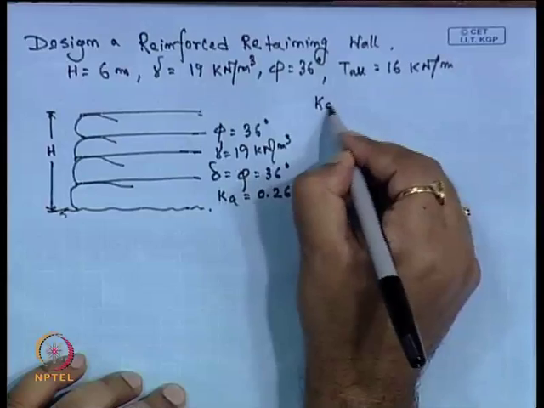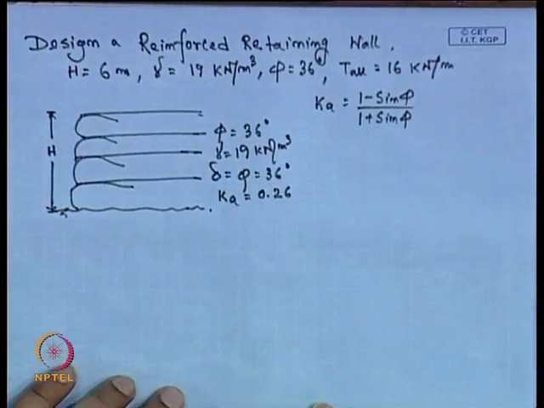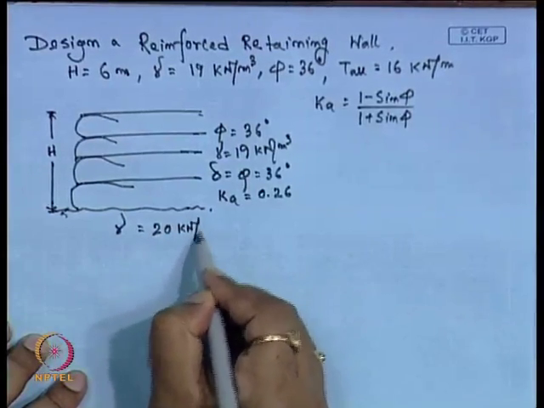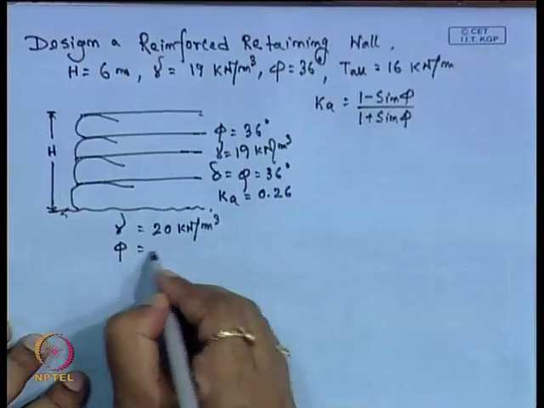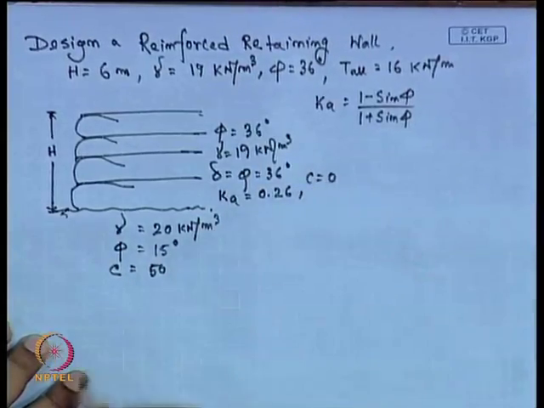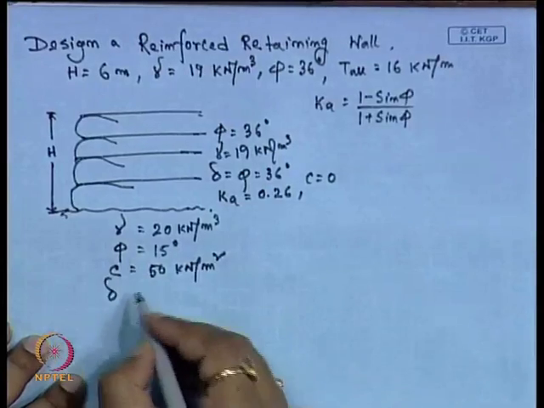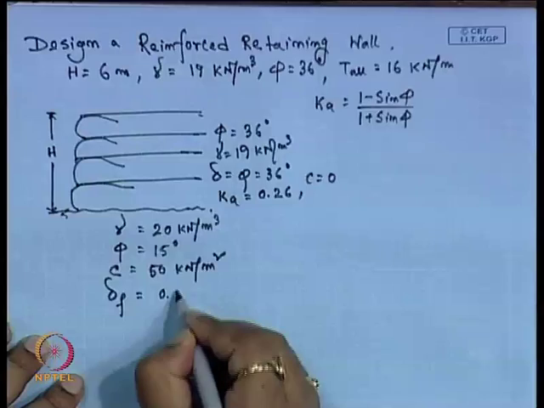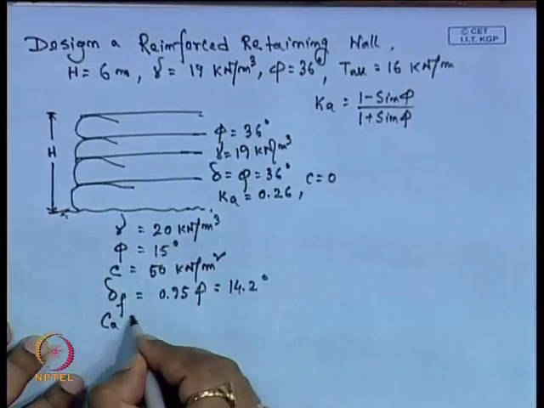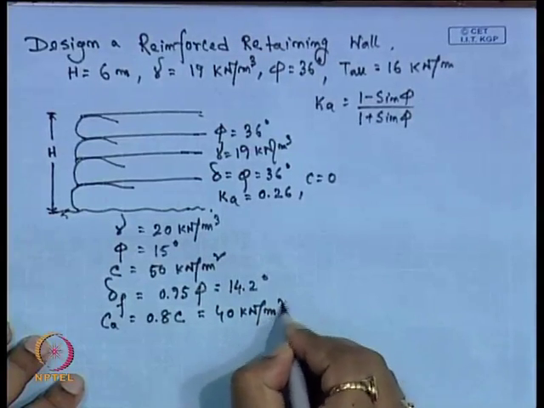The K value we can get using the expression 1 minus sin phi divided by 1 plus sin phi. Similarly, the foundation soil has the properties: gamma is 20 kilonewton per meter cube, phi is 15 degree, C is 50 kilonewton per meter square, while for the fill soil C is taken as 0. Delta for the foundation soil is taken as 0.95 of phi, so that is 14.2 degree, and C A is taken as 80% of C, that is 40 kilonewton per meter square.